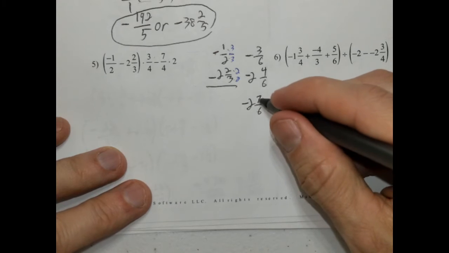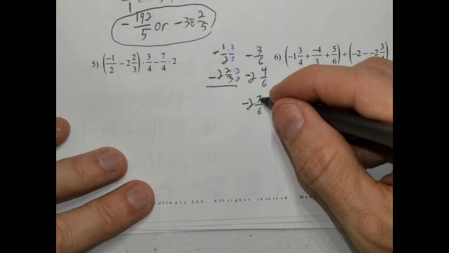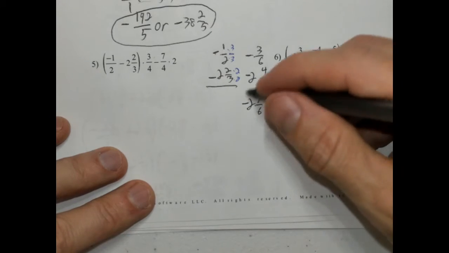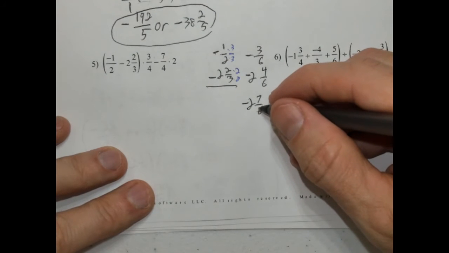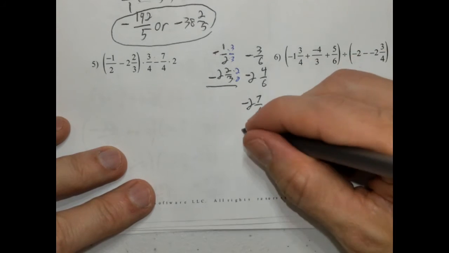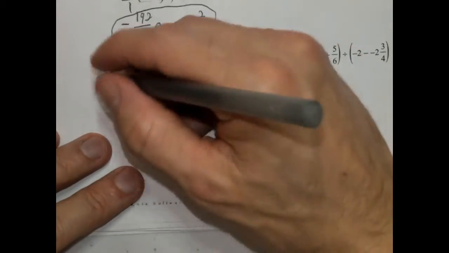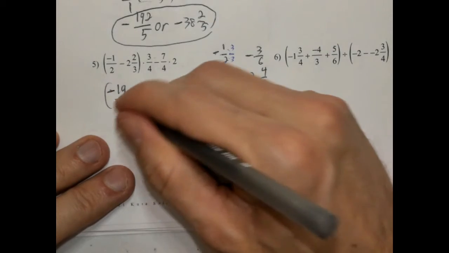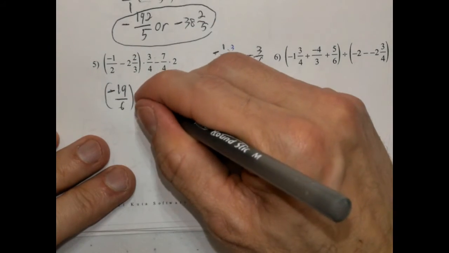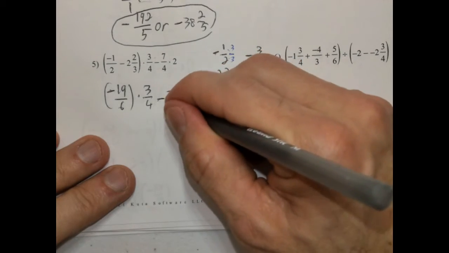Actually, we're just going to convert this to an improper fraction. It's going to make our life easier when we get out of here. So 2 times 6 is 12, and add 12 to 7 is 19, so we have negative 19/6. I'm just going to leave it like that because, trust me, you'll see why in a second. So negative 19/6 here, and times 3/4 minus 7/4 times 2.